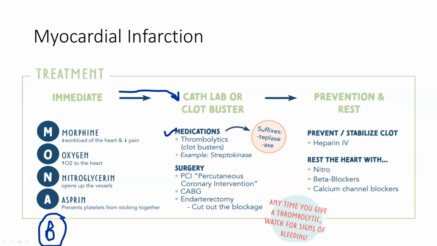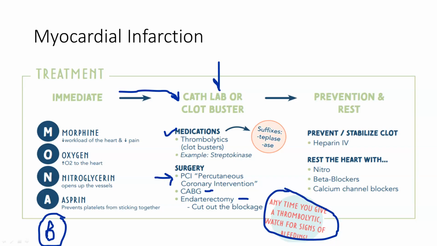Again, we can get that information from probably an echo. If they have a long-standing history of AFib or something like that, that's kind of telling us. We could also do potential surgeries. So a PCI is a percutaneous coronary intervention. Used to be called pizza back in the day. We can do a coronary artery bypass graft or an endarterectomy to go in and basically cut out that blockage. We know that anytime you give a thrombolytic, watch for signs and symptoms of bleeding.